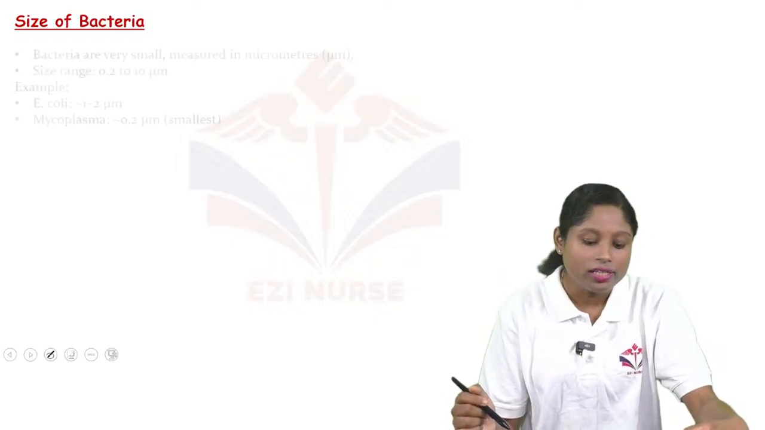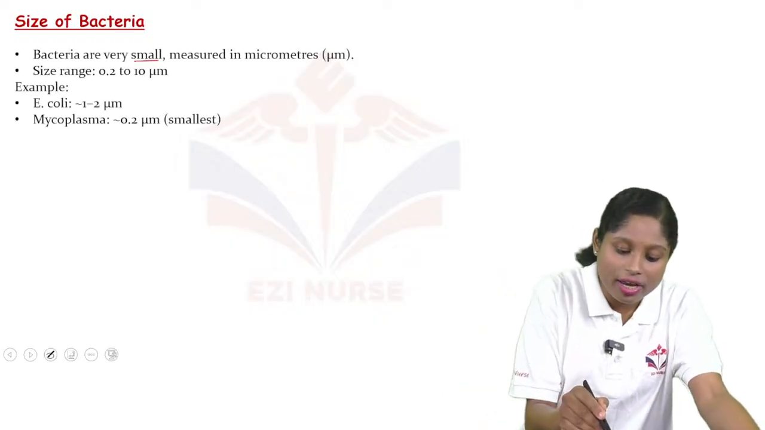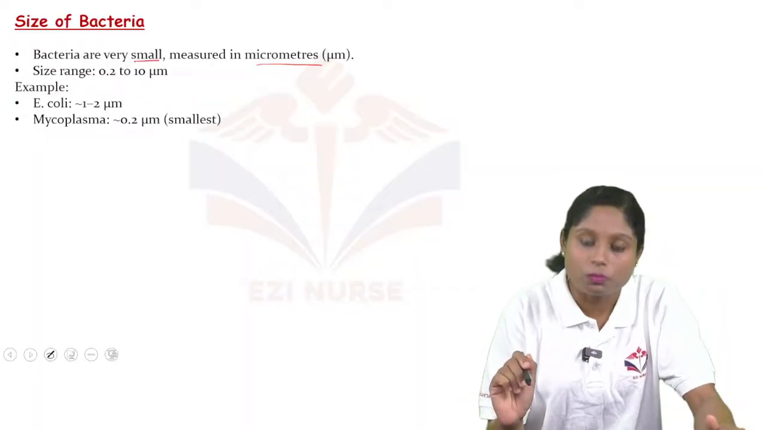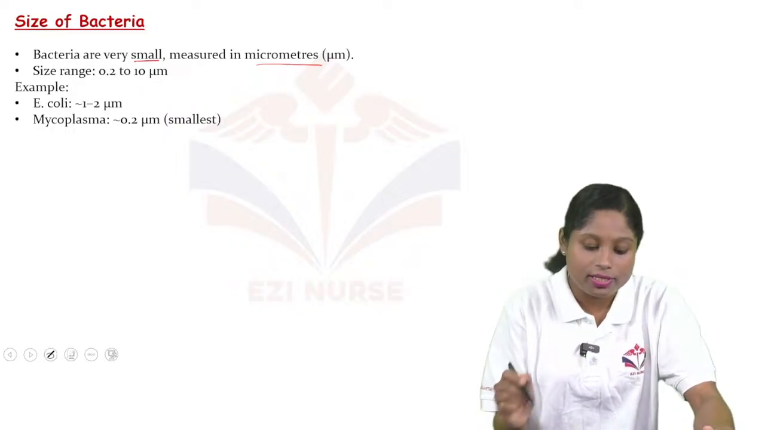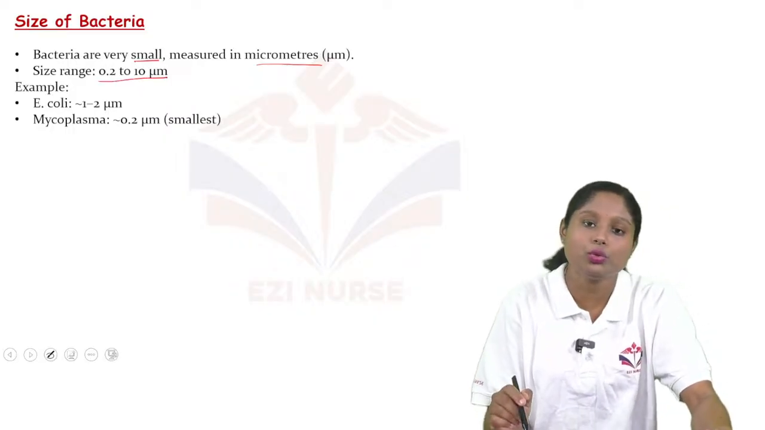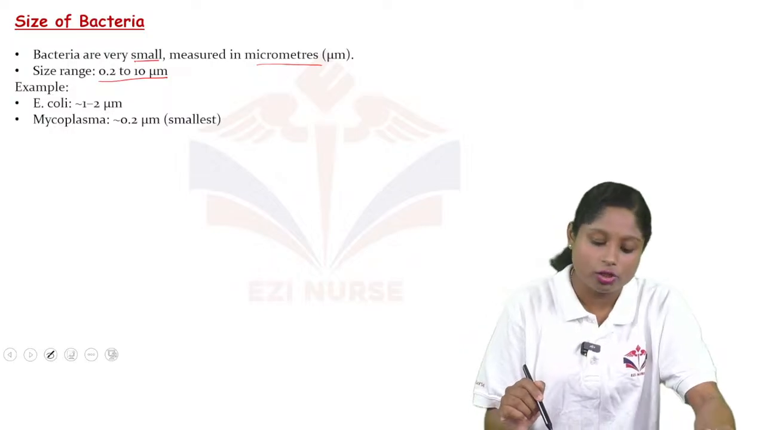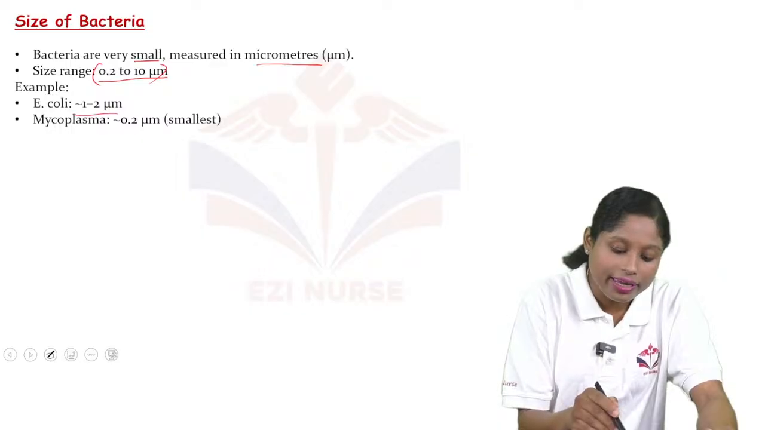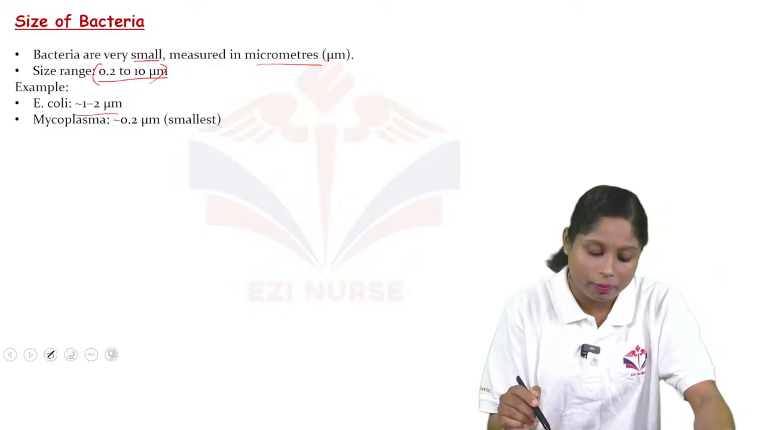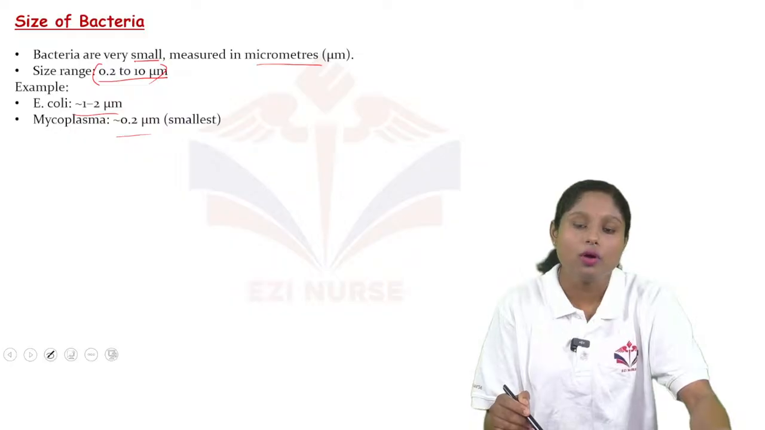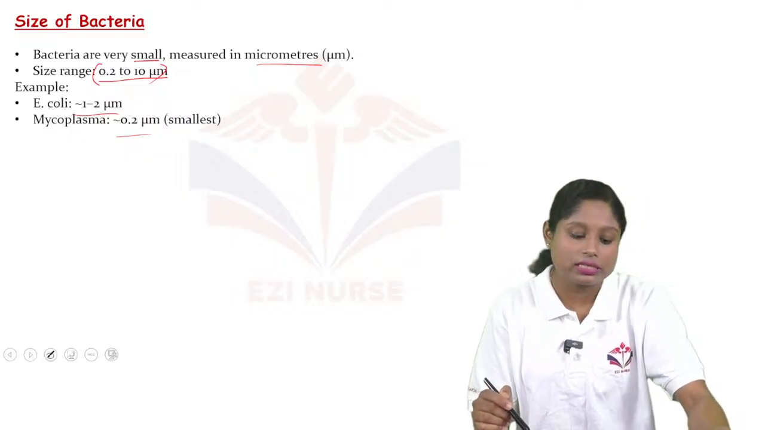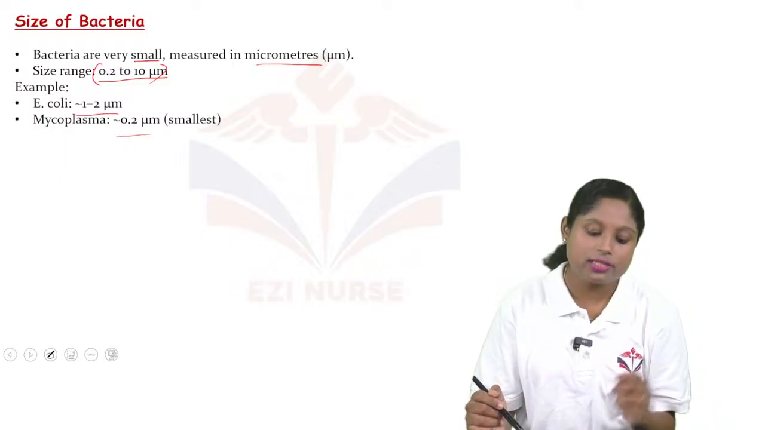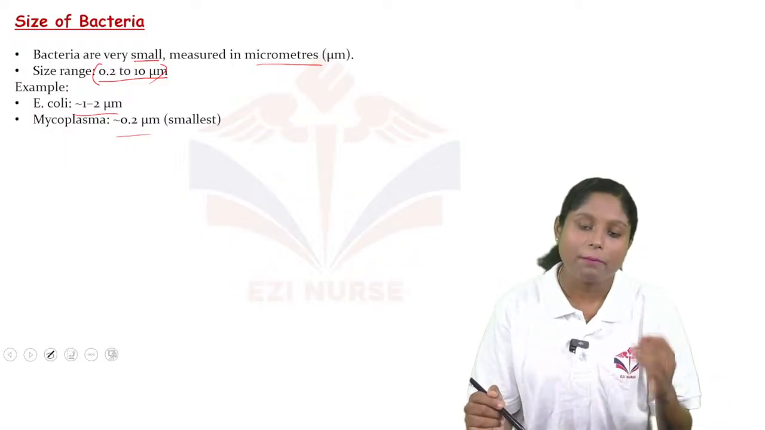Next we will discuss the size of bacteria. Bacteria are very small, measured in micrometers. Their size ranges from 0.2 to 10 micrometers. For example, E. coli is 1 to 2 micrometers. Mycoplasma is 0.2 micrometer, the smallest. So the size of bacteria is very small, measured in micrometers, ranging from 0.2 to 10 micrometers.